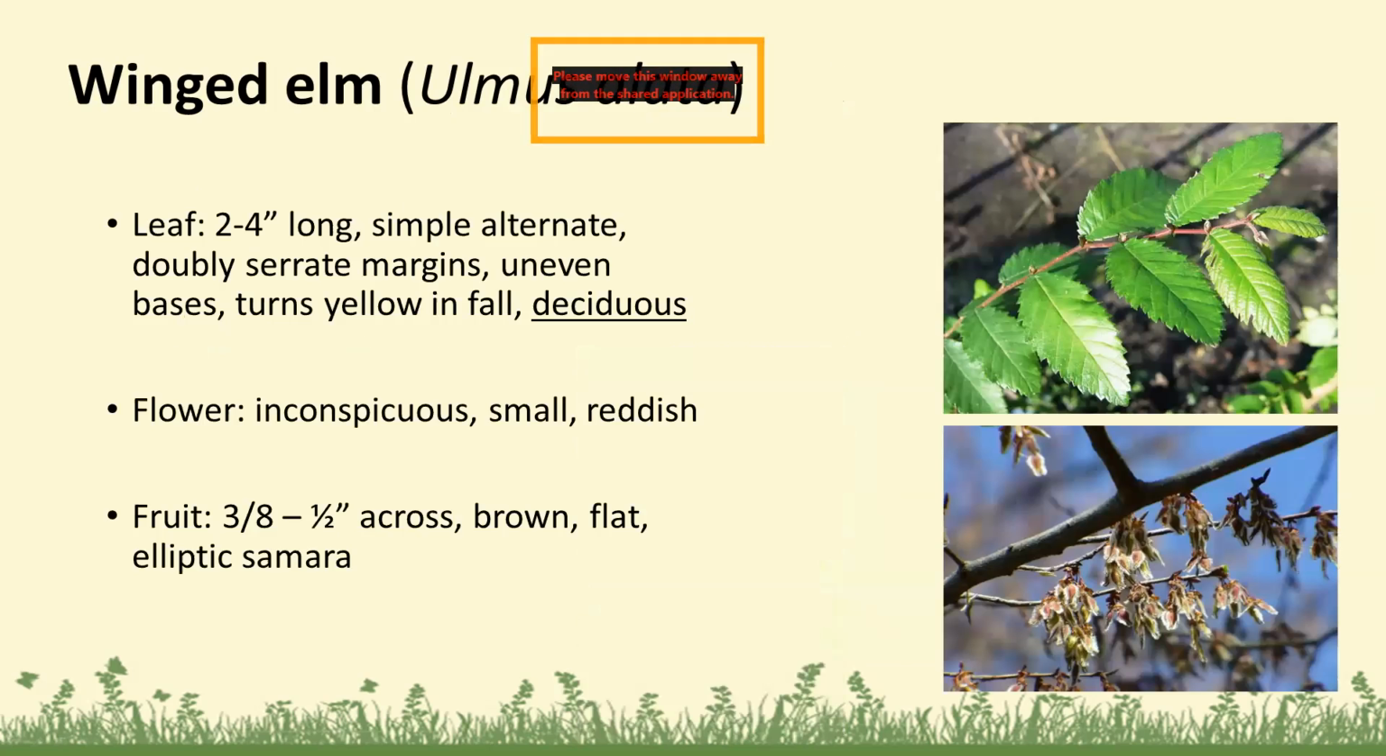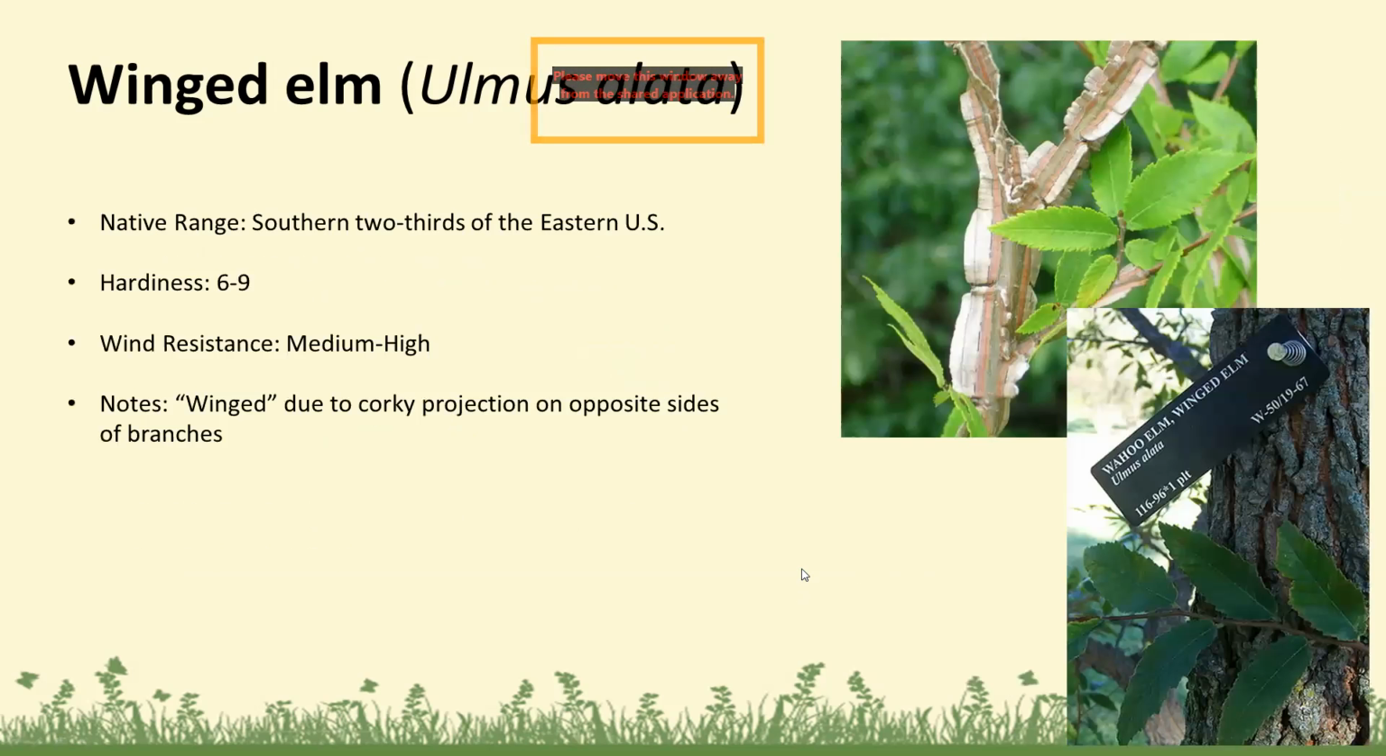And the leaf is 2 to 4 inches long. You notice they're simple and alternate. And in the fall, it turns yellow. The flowers are not very noteworthy. They're very small, but eventually they turn into these little samaras. Since this tree is deciduous, you'll see these sometimes in the late winter or early spring. These little samaras are wind spread.